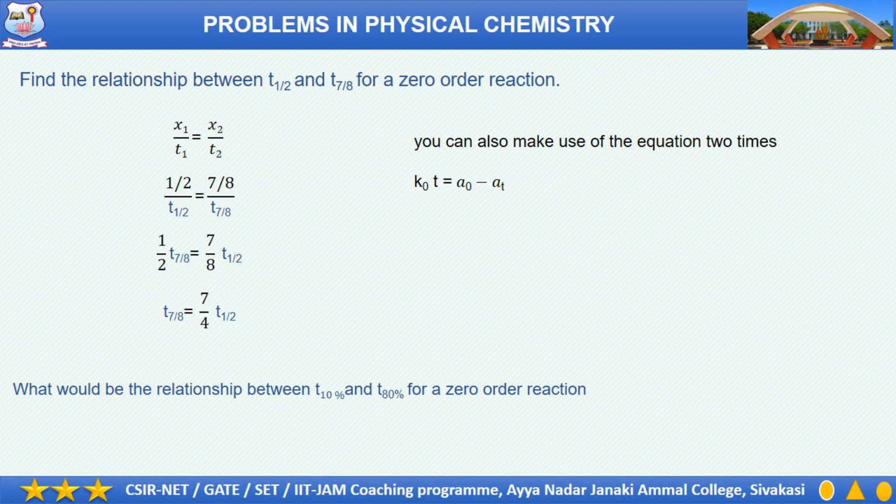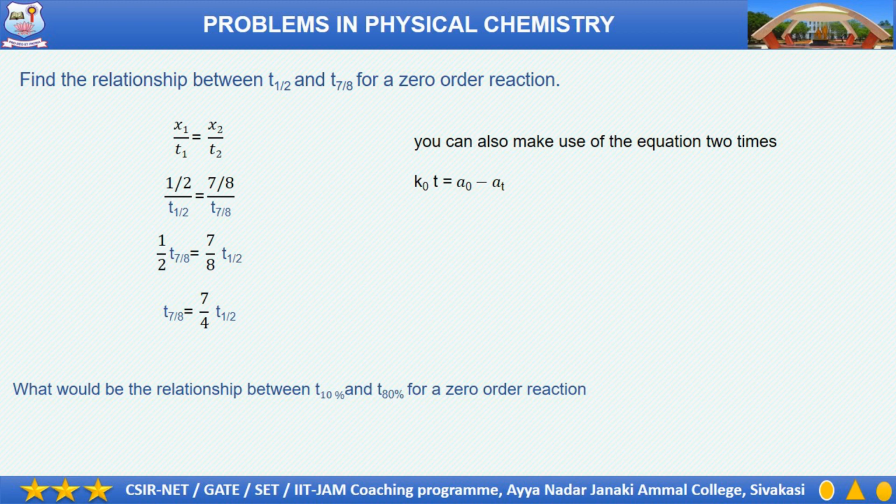Therefore, in the CSIR or a competitive examination, you can make use of this equation. Not only T half and T7 by 8. What would be the correlation between T 10% and T 80%? What is the relationship between them? You make use of this equation, it will be very, very easy for you.